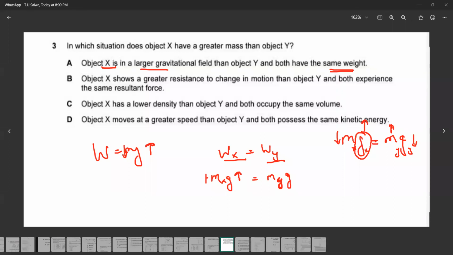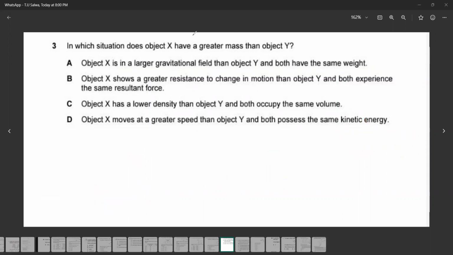And in the question, in which situation does object X have a greater mass than object Y? When we check the second option, object X shows a greater resistance to change in motion than object Y, or both experience the same resultant force. Look, mass is a property to resist the change in state, which we also call inertia. Mass is related to inertia. If the object has a greater mass, it will have a greater inertia, or a greater resistance to change in motion.